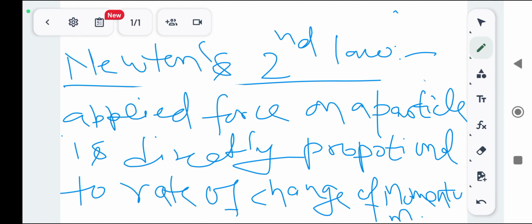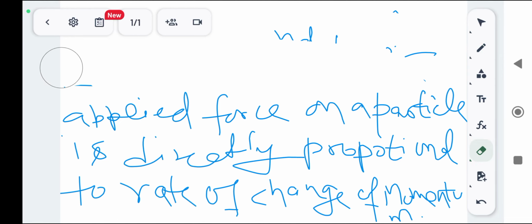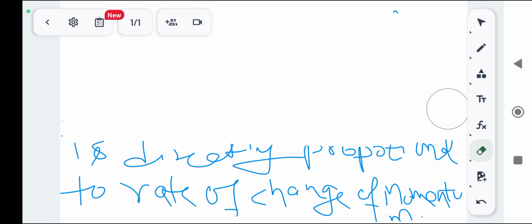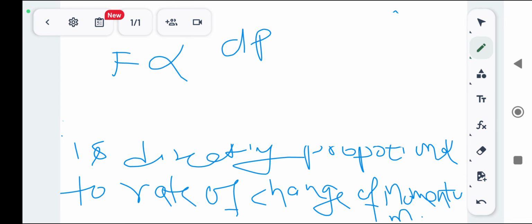What is Newton's second law? According to this law, applied force on a particle is directly proportional to the rate of change of momentum. Force is directly proportional to the rate of change of momentum.